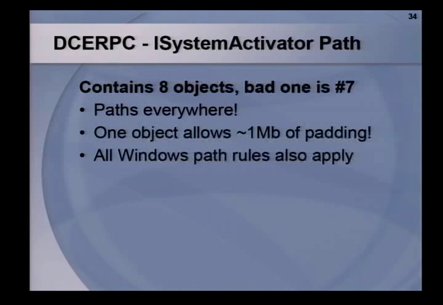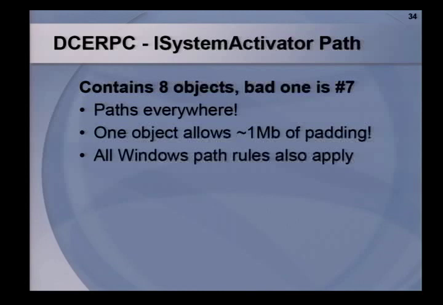The great part is that a number of the different objects had strings of unlimited size. So you could send over a meg of data in a specific object and push the IDS into a state where it has to track way too much data, and most IDSs at the time would just drop the request.